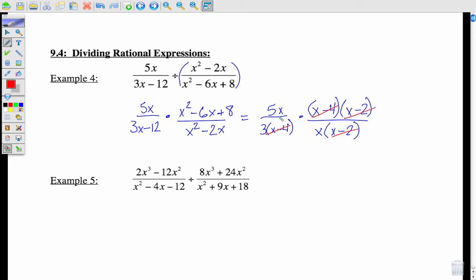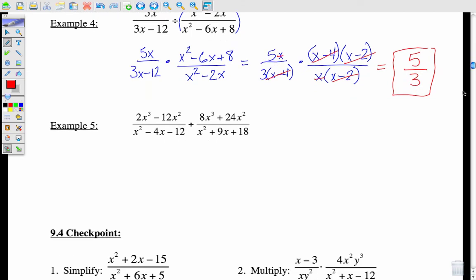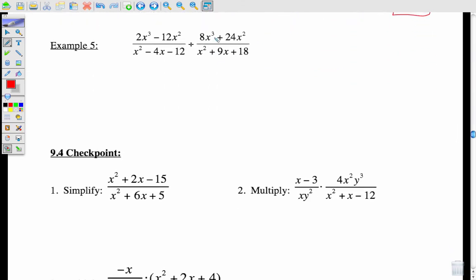Now I'm going to start looking to cross cancel, meaning this x minus 4 and this x minus 4 can cross out. This x minus 2, this x minus 2 can cancel out. And because these are being multiplied right here and right here, this x and this x can actually cancel out as well. So you're left with a 5 on top and a 3 on the bottom. Last example, then I'm going to have you try the checkpoint.